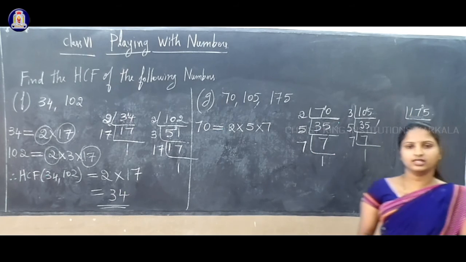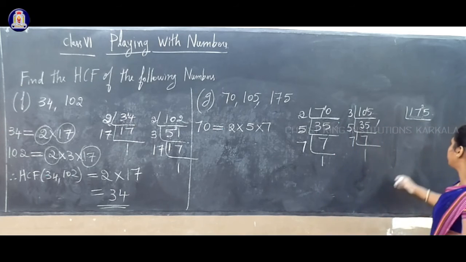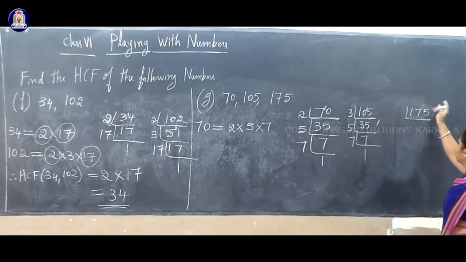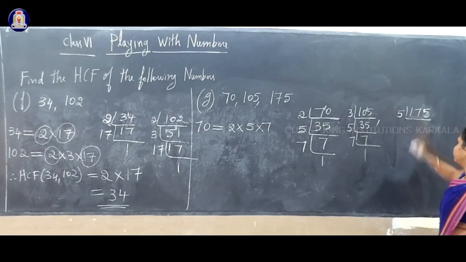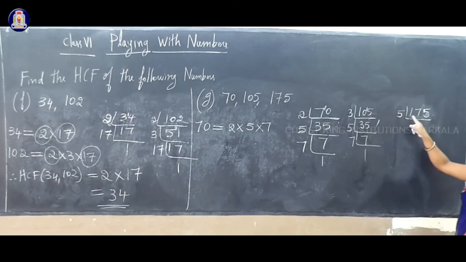So now which table can we take? Which table divides 175? The last digit is 5, so the 5 table definitely divides, right? So we can write 5. 5 how much are 17? 5 3s are 15. We cannot write 5 4s are 20, because 20 is greater than 17. So we write 5 3s are 15.